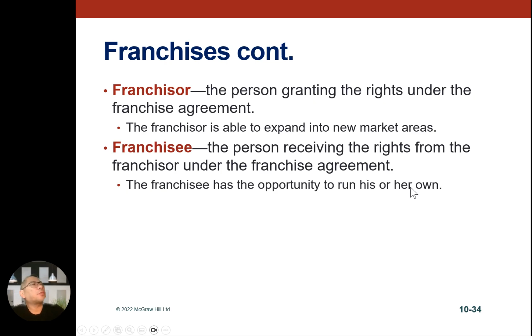The franchisee is the person who receives the rights from the franchisor under the franchise agreement. If I want to go into a Tim Horton franchise, then I will be the franchisee. I will have to buy the right to franchise. It has the opportunity to run his or her own business. Okay, a good example is Tim Horton in Canada. Tim Horton is owned by TDL Incorporated. Okay, this is called the franchisor, and I, the buyer, will be called the franchisee.